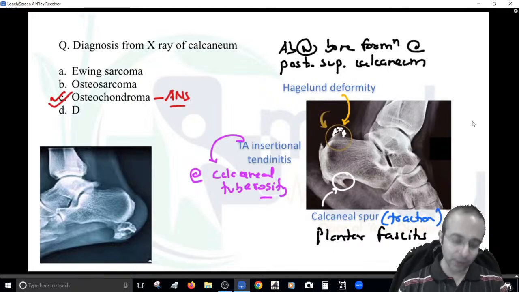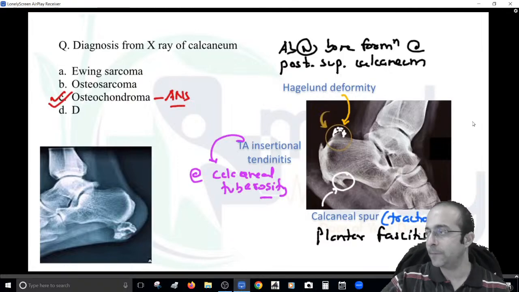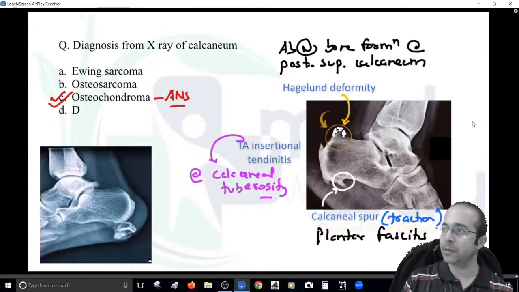But if you talk of a tumor causing a bony outgrowth, the first thing that should be on your mind should be the osteochondroma.